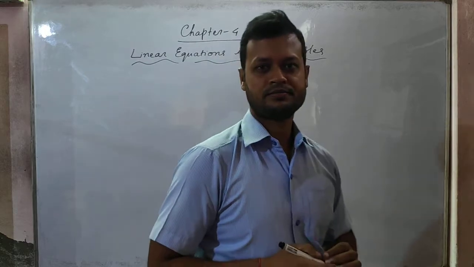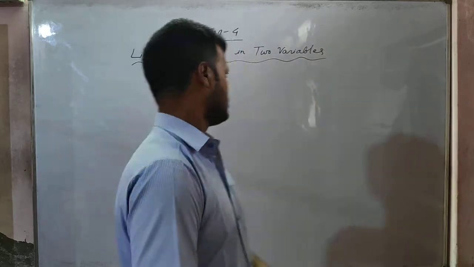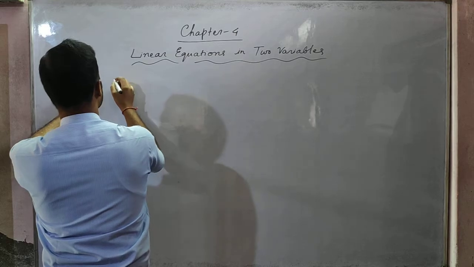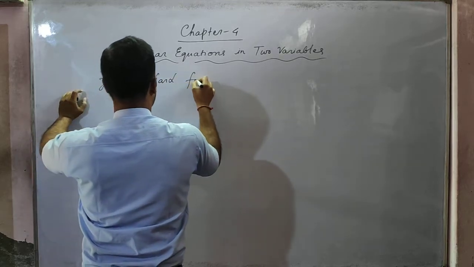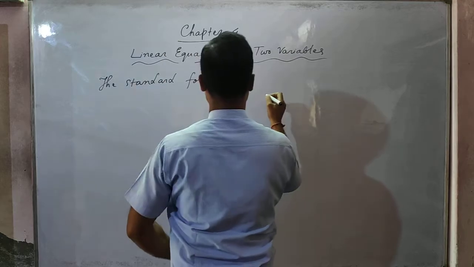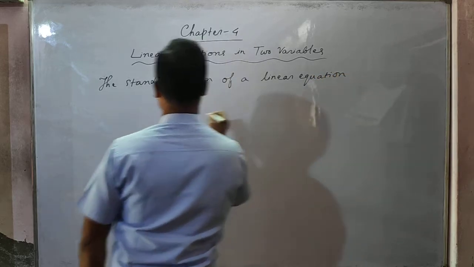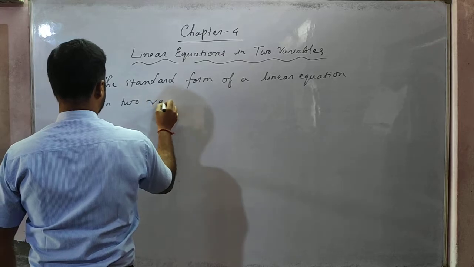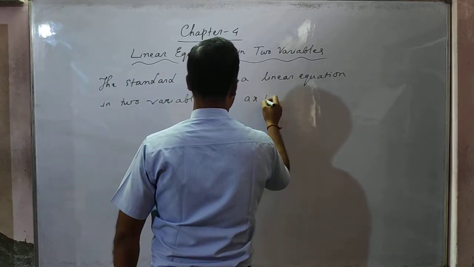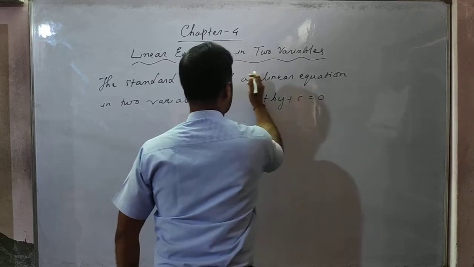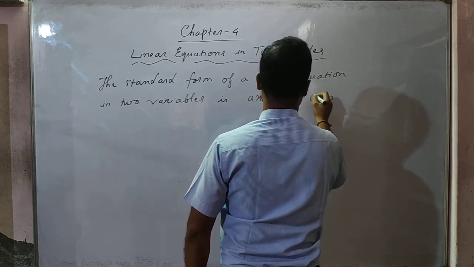What is the meaning of a linear equation? In chapter 2 we got that if any polynomial is there, so let me write first the standard form of a linear equation in two variables is ax plus by plus c is equal to 0.